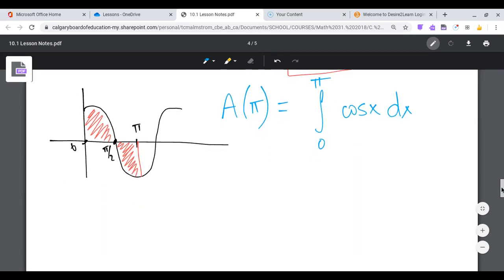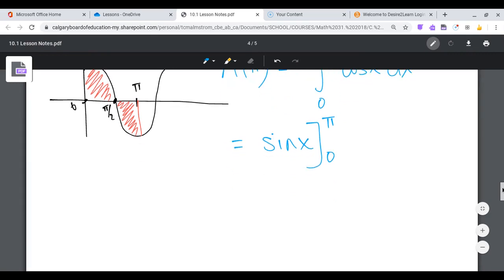So what is the antiderivative of cos? So the antiderivative of cos is equal to sine. And then I'm going to evaluate that from 0 to pi. So when this happens, I get that this is equal to sine pi minus sine at 0. So what happens? Sine of pi is 0, and sine at 0 is 0. So I get 0. So it's clearly not 0 area.